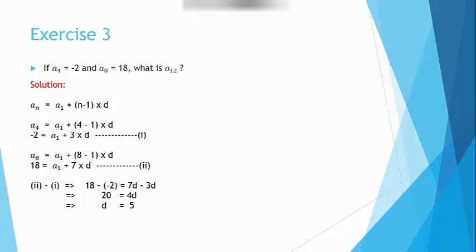So once we got the difference, we can substitute d in equation 2 to get 18 equals a1 plus 7 times 5. So which would give us 18 equals a1 plus 35. So a1 equals 18 take away 35, which equals negative 17.